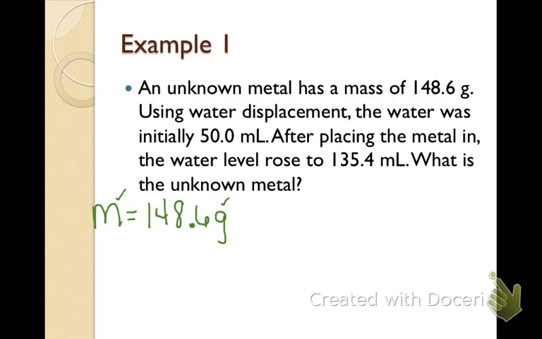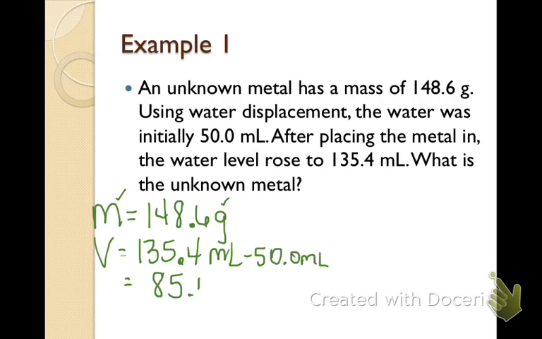And the milliliters, or the volume. Well, this time they used water displacement, so let's remember, if the water was initially at 50 and it rose up to 135.4 after putting the metal in, that means that we subtract. We take 135.4 milliliters minus 50 milliliters. And this is all the work that I would expect you to do as well. Below that, you can see that when you subtract the two, it ends up being 85.4. Let's make sure that we have proper sig figs in there as well. It ends up being proper sig figs.